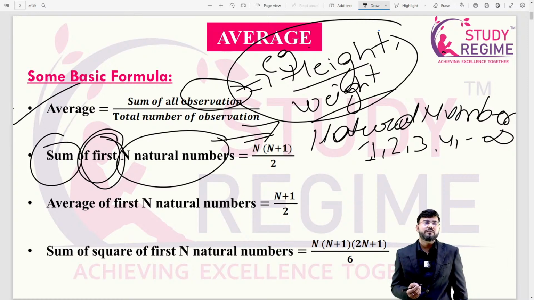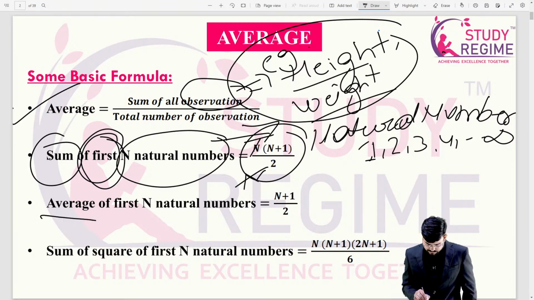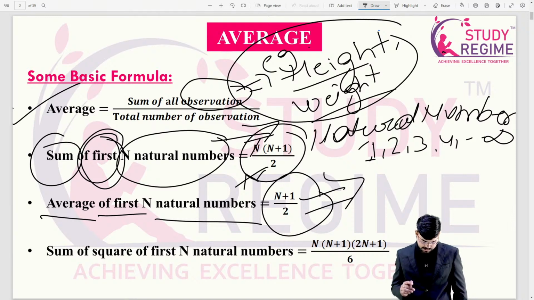But if you want to find the average of these numbers, then you have to divide by the total number of observations. Now if you divide this by n, this n and this n get cancelled out. So the average of the first n natural numbers is equal to (n plus 1) by 2. This we will be using in any of the series, I will tell you later on. So the average of the first n natural numbers will be equal to (n plus 1) by 2.